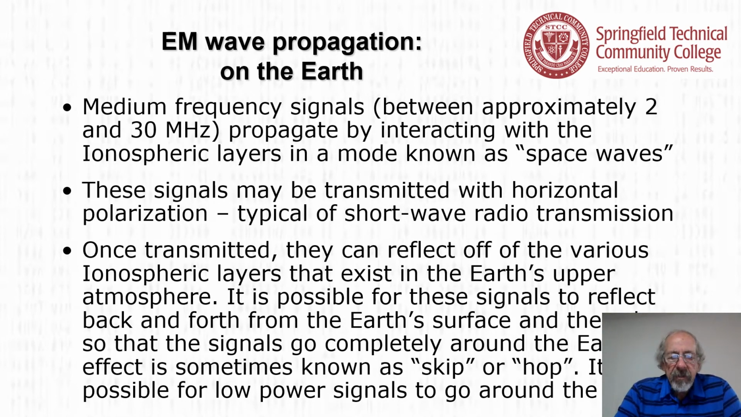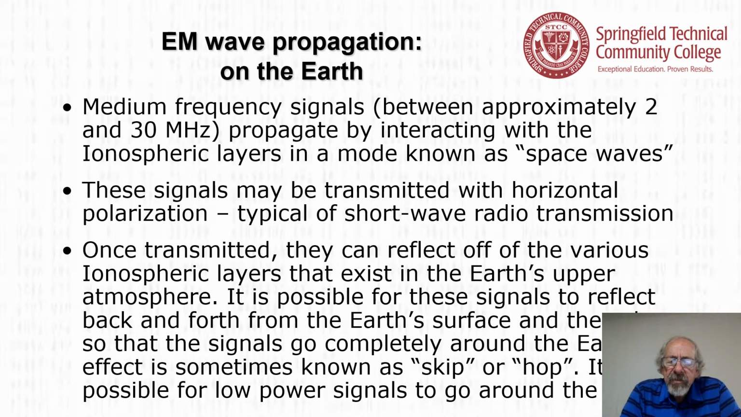What about medium frequencies? Medium frequency signals between approximately 2 and 30 megahertz propagate by interacting with the ionospheric layers in a mode known as space waves. These signals may be transmitted with horizontal polarization. It's typical of shortwave radio transmission. Once transmitted, they can reflect off the various ionospheric layers that exist in the Earth's upper atmosphere.